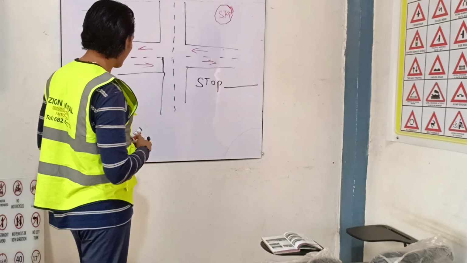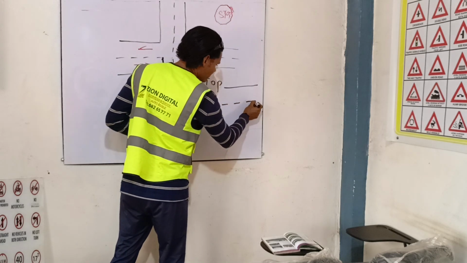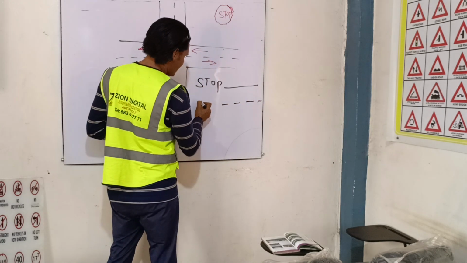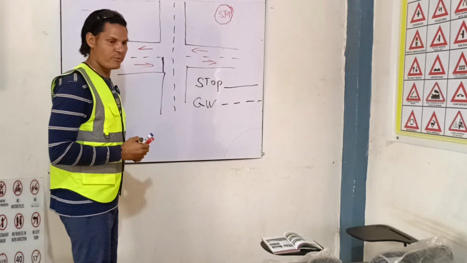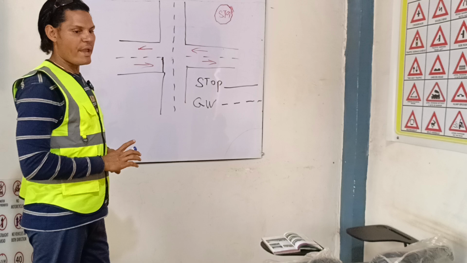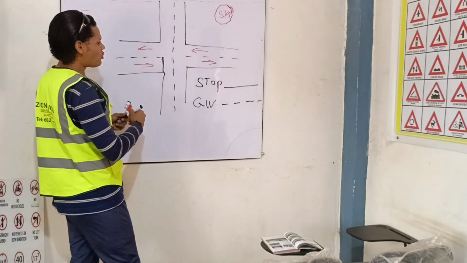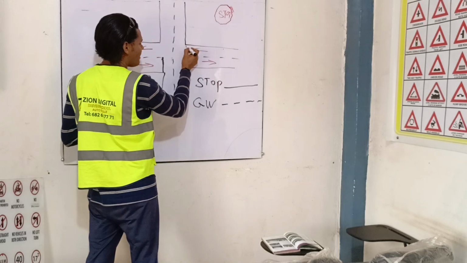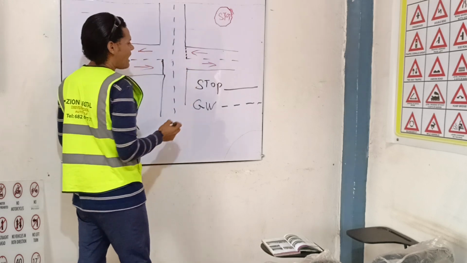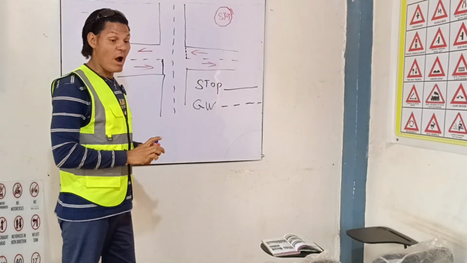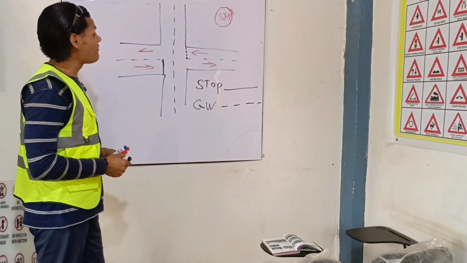Then we get another one, which will be broken. That one I call give way. I just represent it with GW. That is a give way line, same function as this one. You will see a broken line across your lane, or across the whole road if it's not a one-way road. That's the give way line.